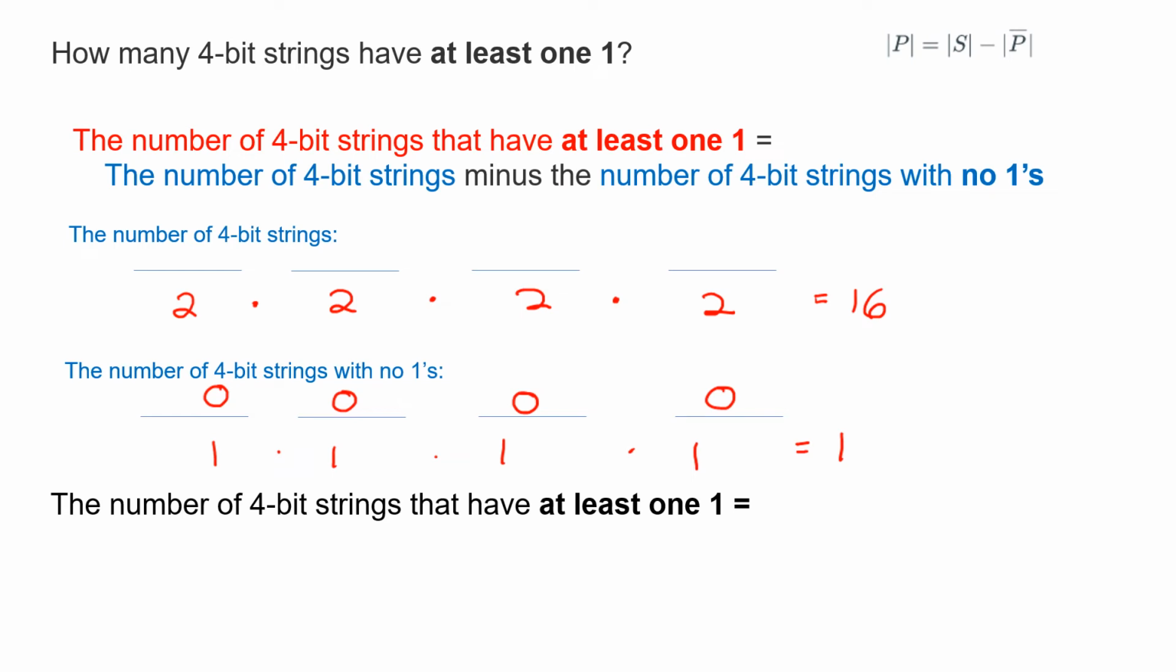So the number of 4-bit strings that have at least one 1 would equal 16, which is the number of 4-bit strings in general, minus 1, which is the number of the complement of what we were looking for. So it would be 16 minus 1, and we end up with 15. So 15 would be the answer to that question.